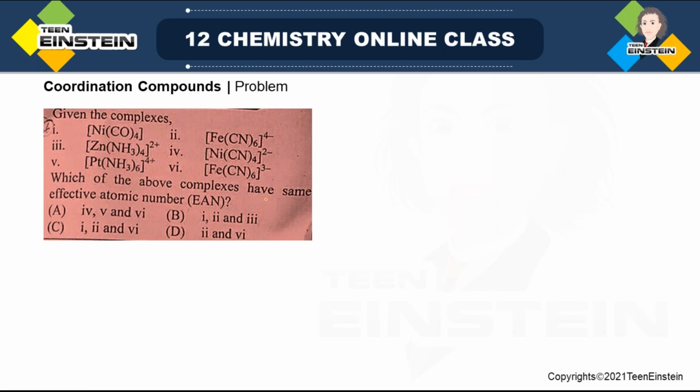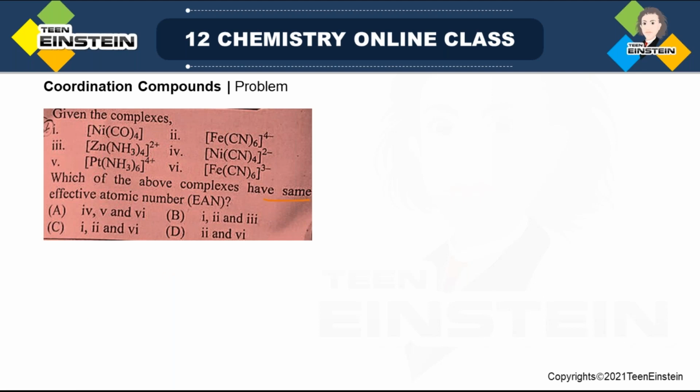Which of the above complexes have the same effective atomic number? Here we have some groups: in option A there are 3 complexes, in option B there are 3, in C again 3, and in D there are 2 complexes. Now a total of 6 are there.